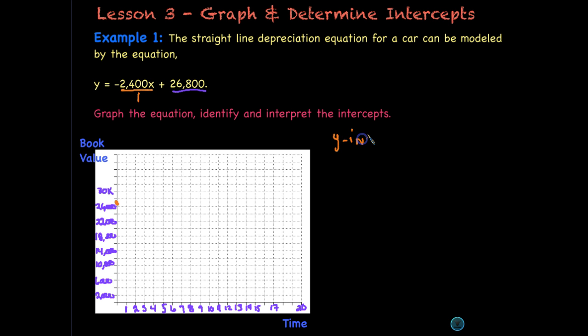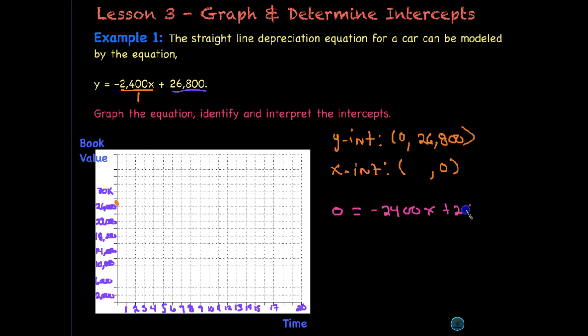Our y-intercept is 0, 26,800. So what I want now is my x-intercept. If I can graph that, then it's easy. I'll just connect the two dots. So my x-intercept is going to be some number and then a 0 for y. So how could I solve that? Well, what I can do is plug in the 0 for y, and then solve for x to get my x-intercept.